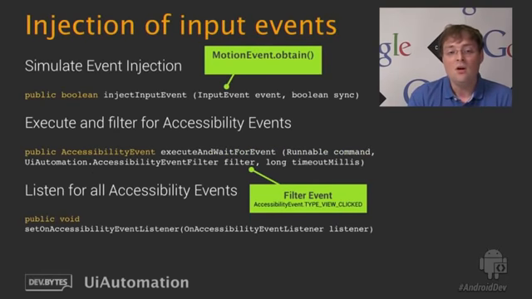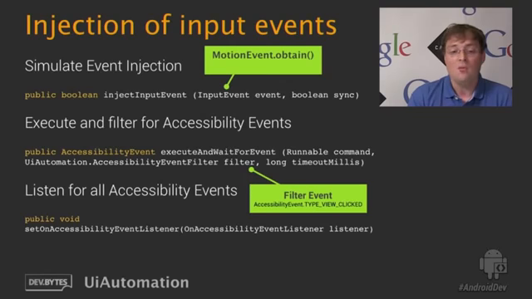UI Automation also allows for the injection of raw input events into the system. In order to inject an event, you have to call the injectInputEvent method. For example, if you want to inject a motion event, just obtain an event object from the pool and pass it as a parameter. But note that it's your responsibility to recycle the input event and return it to the pool.